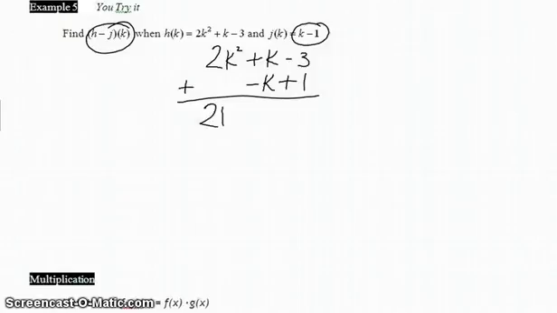I've got 2k squared, k minus k gets eliminated, and negative 3 plus 1 is a negative 2. So we have 2k squared minus 2. Hope you did well with that. If not, please let me know the next time we're together, and we'll do several more examples in class. This is the end of the video, and we're going to continue on in our next video with multiplying functions.